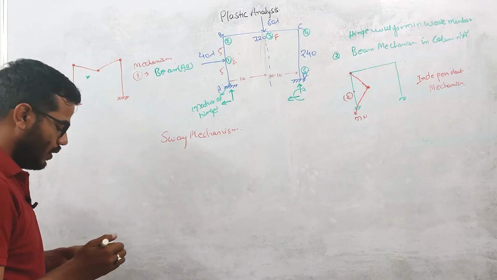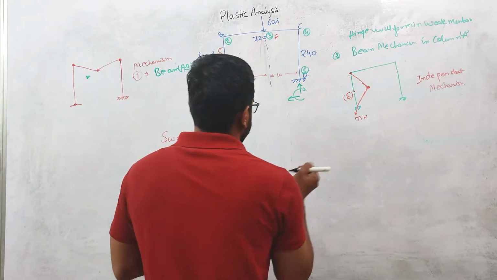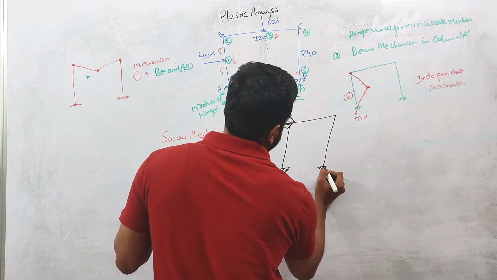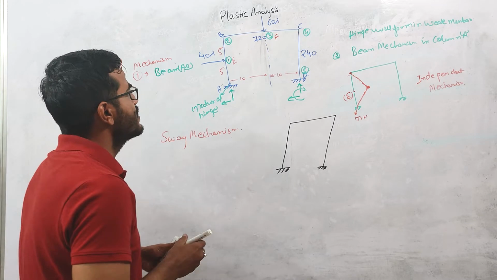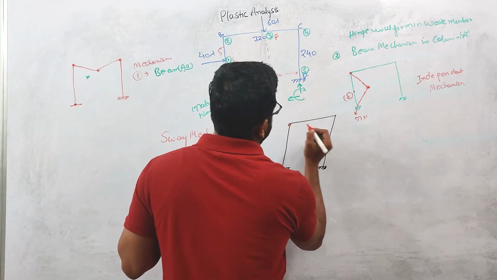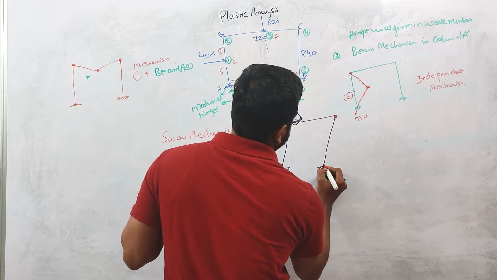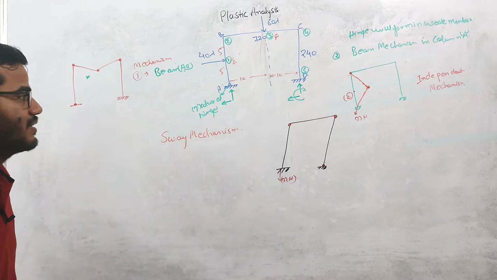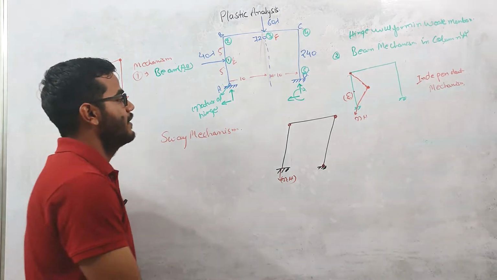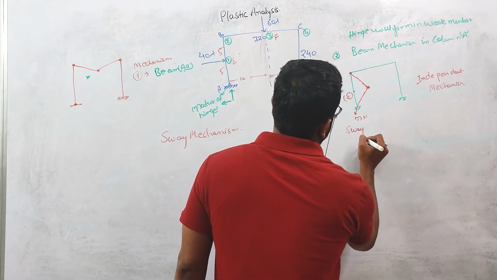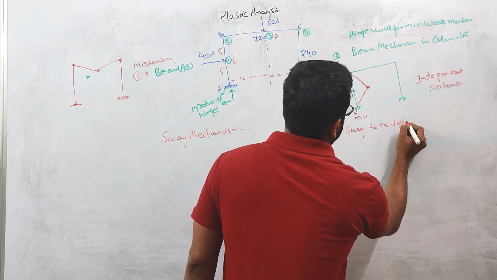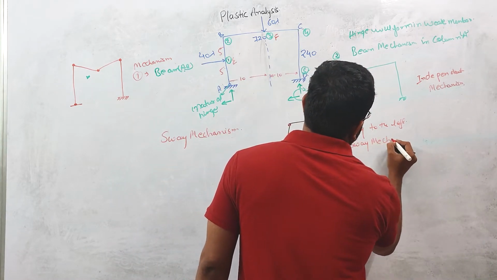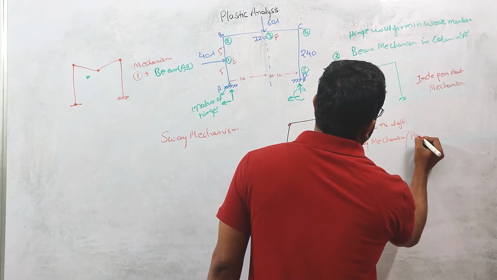So in the sway mechanism, what is happening is that this frame will sway. The hinges will form at this B point, this C point, and at this D point. This is the natural hinge. This is not a plastic hinge, this is a natural hinge. So this frame will sway to the left. So this is one sway mechanism, or you can say a panel mechanism.